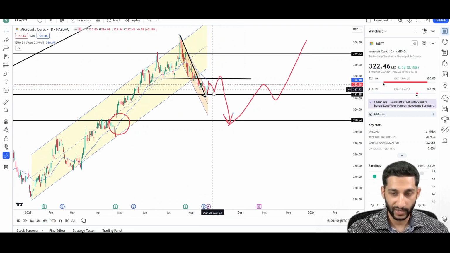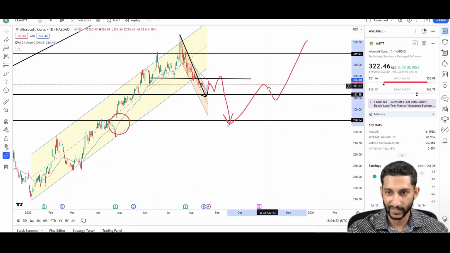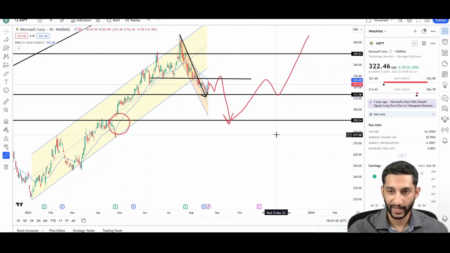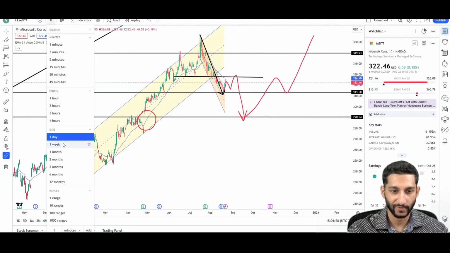It still looks weak until we see price get above the 327, 328 level and hold it. I'll be expecting more downside, looking for the 290 level and maybe even a gap fill at the 280 level, and then we could probably continue higher, and that's not even guaranteed either. I just have that there because usually the option will play out like this. So that's what I see for Microsoft on the daily chart.